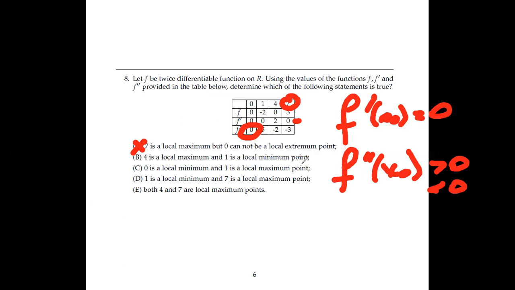B: 4 is a local maximum, and 1 is a local minimum. Look here, 4 is a local maximum? Testing. No, derivative is 2. Derivative is not 0. It can't be a maximum point. B is wrong as well.